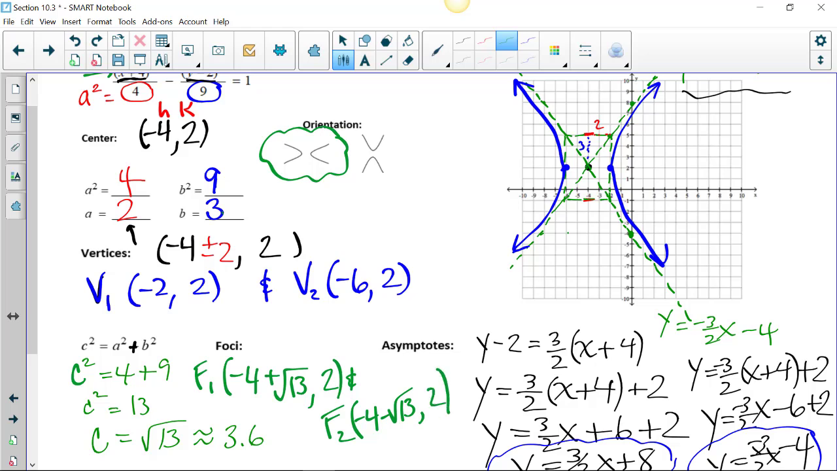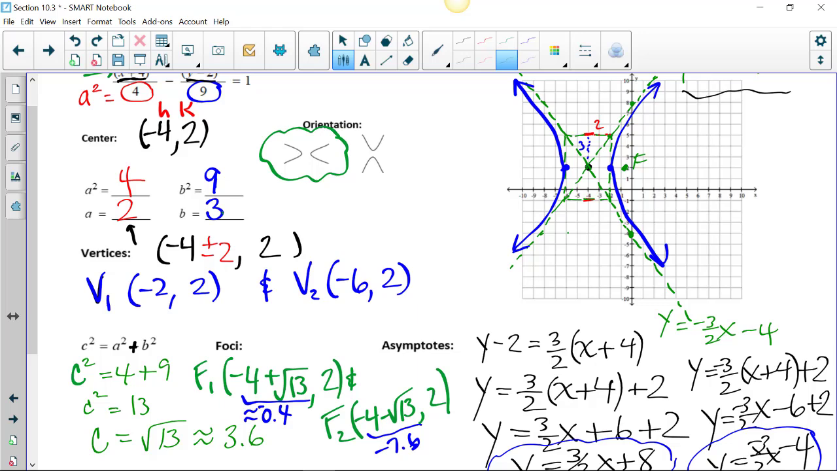Okay, so we could come up with a decimal approximation for that. I believe this one right here is approximately -0.4, and this one here is approximately -7.6. So we could plot those and make sure we seem to be equidistant from the center. -0.4, so it looks like we're about here.